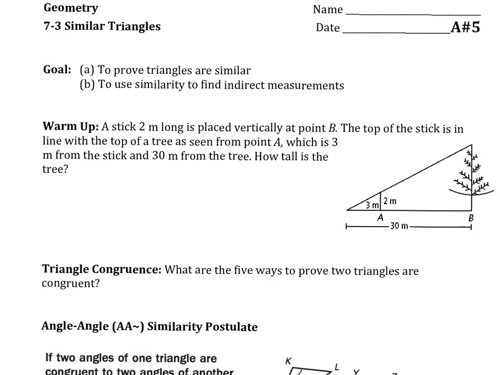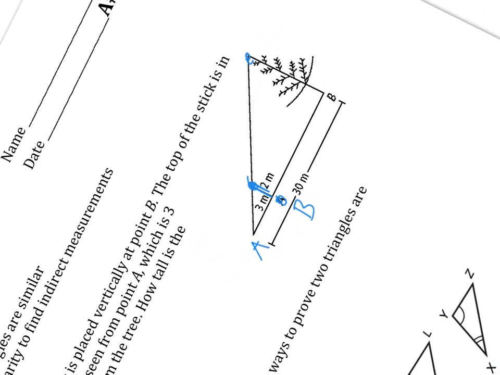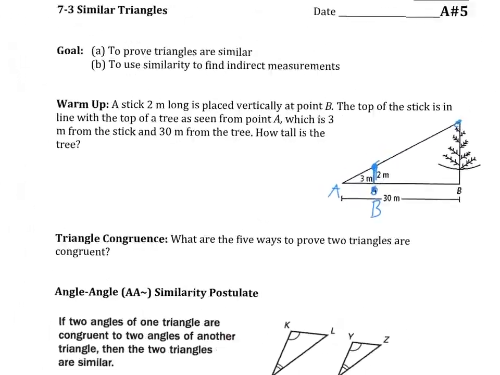So on this warm up, we have a stick placed vertically at point B. So clearly you see there's a mistake right there. That should be B. And the top of the stick is in line with the top of the tree. So those 2 points there, when you are looking up. As you look up from A, we see that we have a line of sight, which means the top of the tree is directly behind the top of the stick. Line of sight is what we call that, or collinear as well.